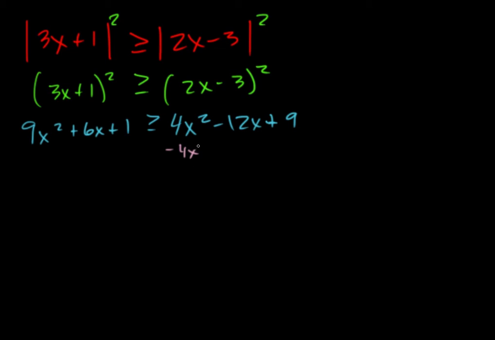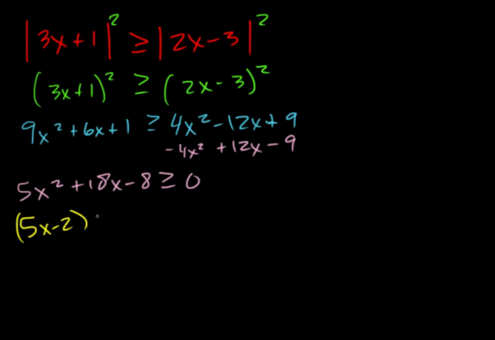Okay, then I'm going to subtract everything onto the same side, and that's going to give me this. Now, once we're here, we're going to t-factor this. So you're going to do 5 times negative 8, get a common factor, draw your box, and factor it. And when you do that, you end up with this.